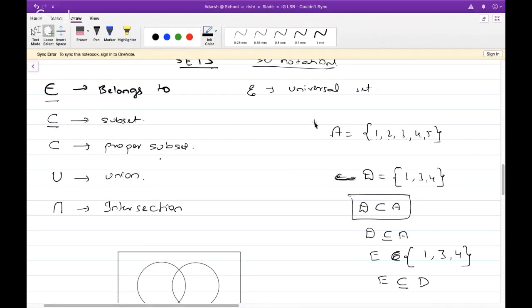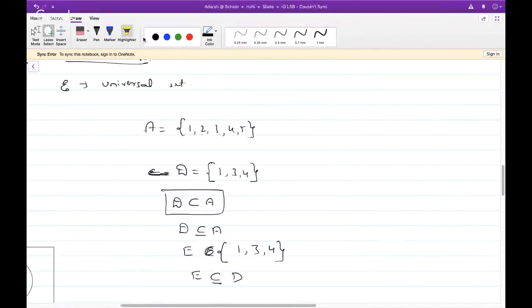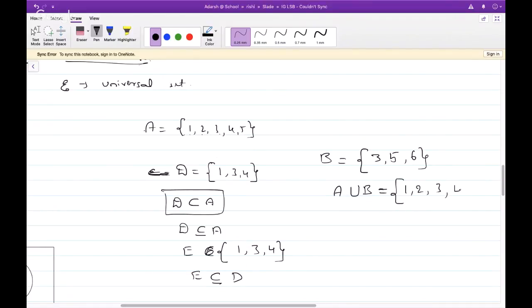Okay. Next, you have a set called B, which has elements 3, 5, and 6. Now, if I ask you for this symbol, all the elements of A and B together, how do you write it? All the elements you have to write them. So 1, 2, 3, 4, 5, and 6. So this indicates union, all of them together.